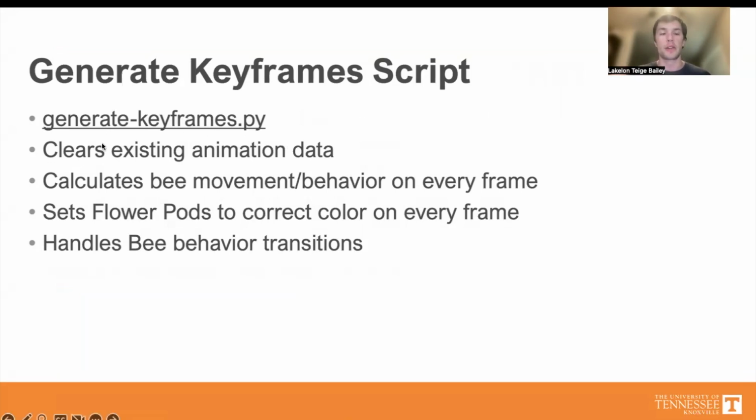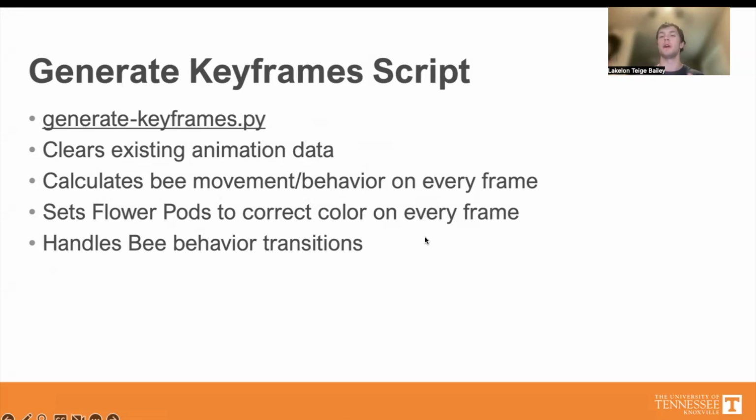So this script will clear all of the previous animation for each of the bees and flowers, and then it'll calculate bee movement and behavior on each frame based on the algorithm, and then it'll set the position for each of the bees for each frame, and it'll set the flower pods to the correct color on every frame. This script also handles the bee behavior transitions.